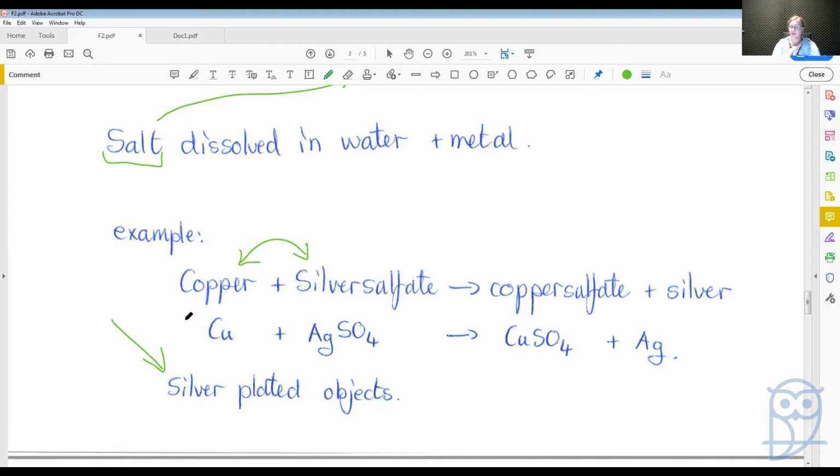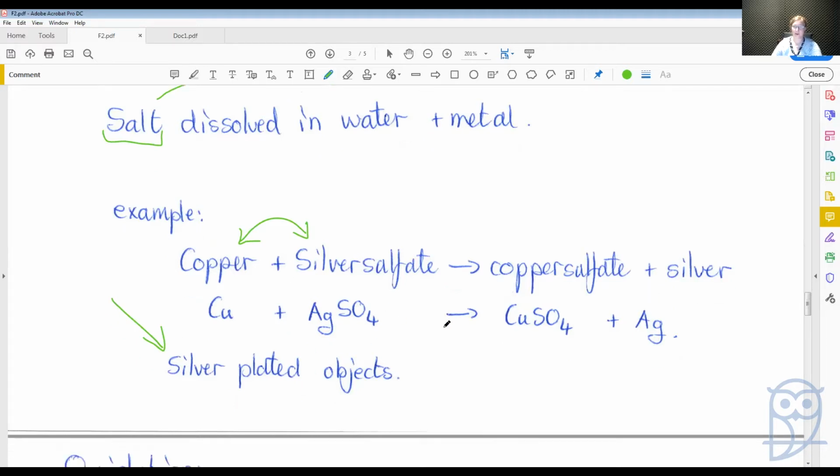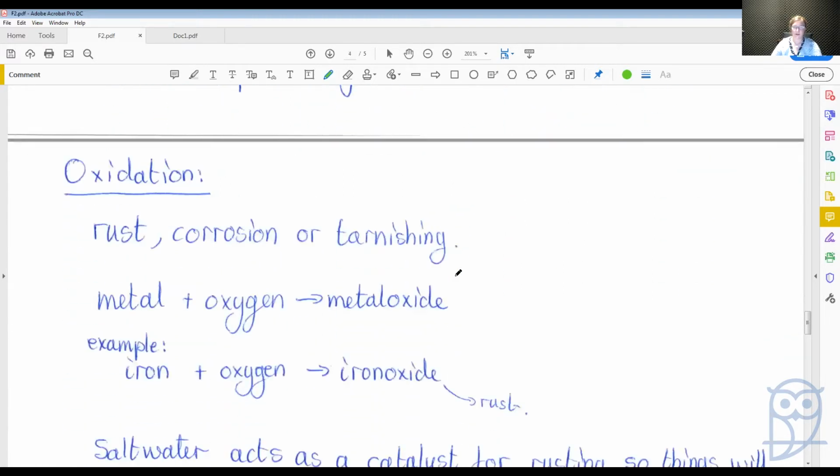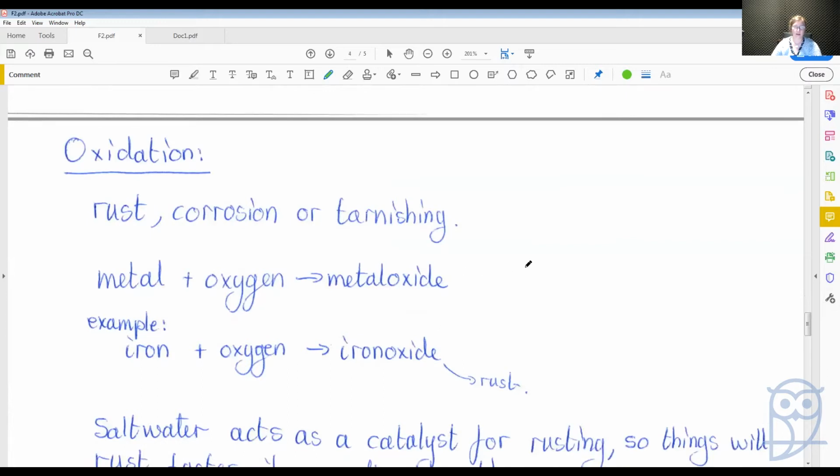The other way you can silver plate things is using electrolysis, which is another kind of reaction, which we won't be covering right now. So that's one of the ways we get silver-plated objects. I've got a video I'm going to show you guys about this in a bit. I just want to go through the work first, and then we can watch some videos.